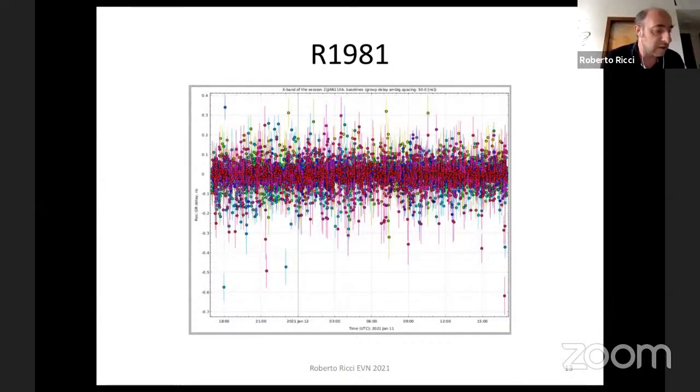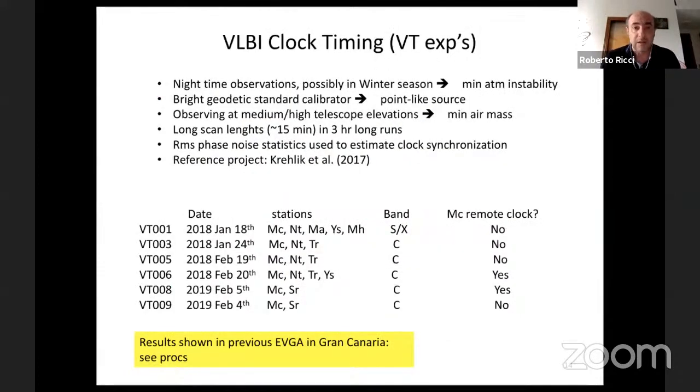monitoring and determining the impact of common clock architecture on the post-fit group delay statistics. So this aspect is still to be determined, even if the post-fit residual WRMS is on the order of 30 picoseconds. Second part of the talk, I'm going to talk briefly about VLBI clock timing.